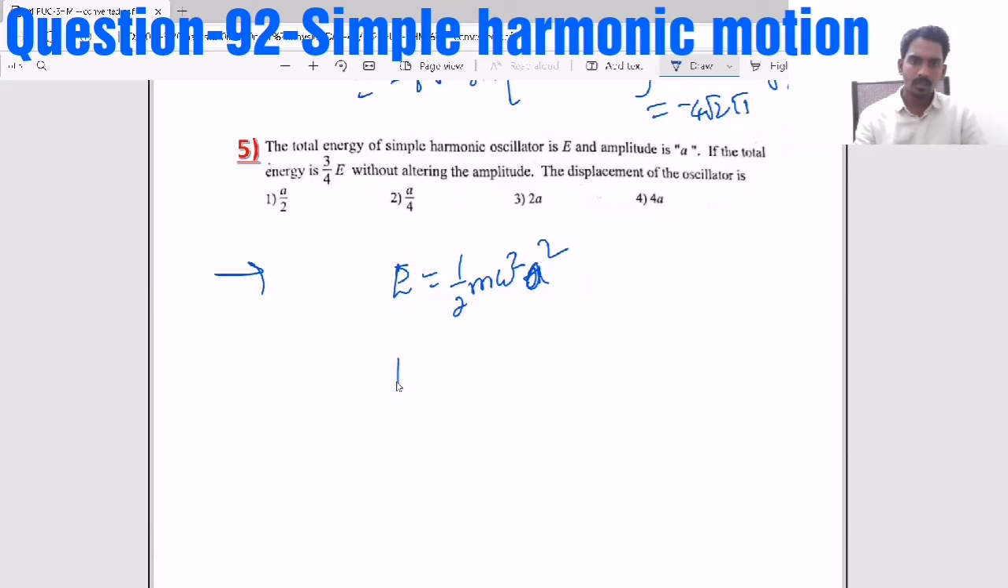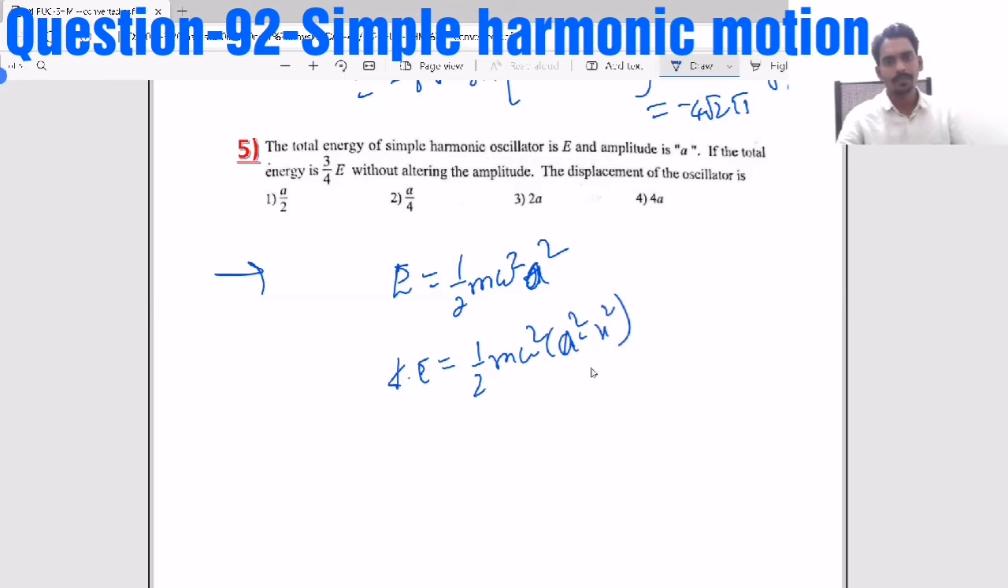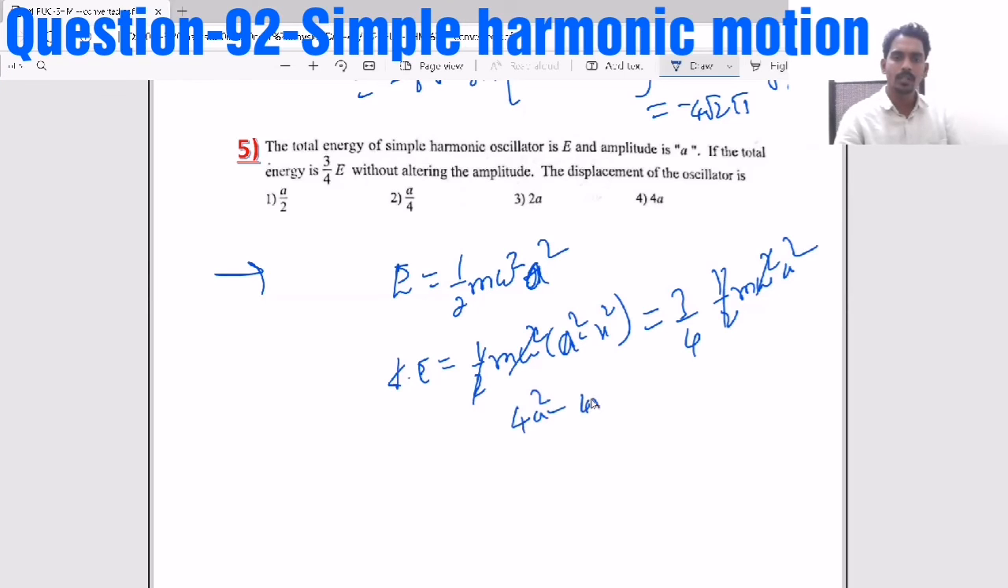Suppose the kinetic energy is 3 by 4 E. Now kinetic energy, if you take, is half m omega square (a square minus x square). So then you can equate this to 3 by 4th of E, which is half m omega square a square. So m omega square cancel, half cancel. So cross multiply it: 4a square minus 4x square equal to 3a square. So a square equal to 4x square. So x equal to a by 2 it will become.